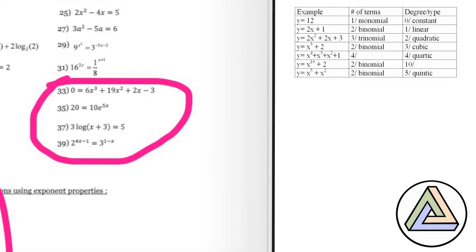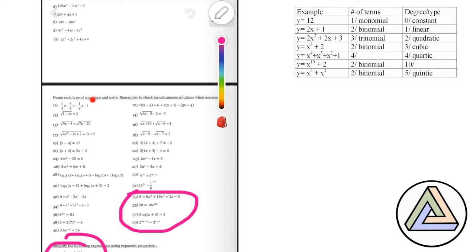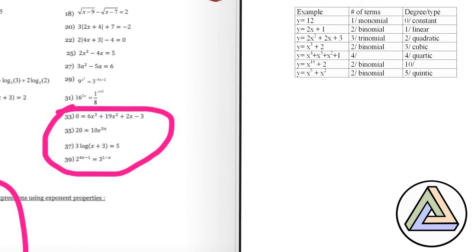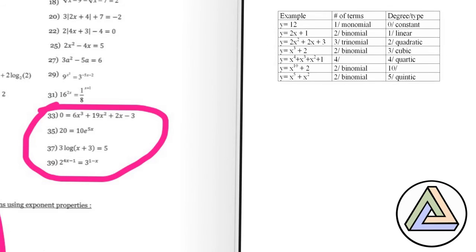So I decided to bring in this chart over here because one of the things that apparently the teacher wants is to name each type of equation and solve, right? And we're going to check for extraneous solutions when necessary, so we can worry about that part later. But there is the part of naming the kind of equation first and then solving it. And I think this chart is going to be helpful, at least for the first one. Basically, so I hope my student understands. Let's look at the chart real quick.